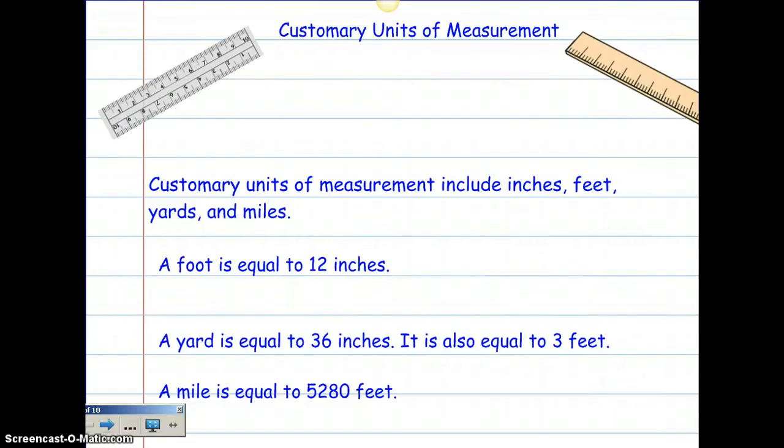Please make sure that you have your homework and make sure that you have your reference sheet that has all the different units of measurement on it. You're going to need this for your homework.